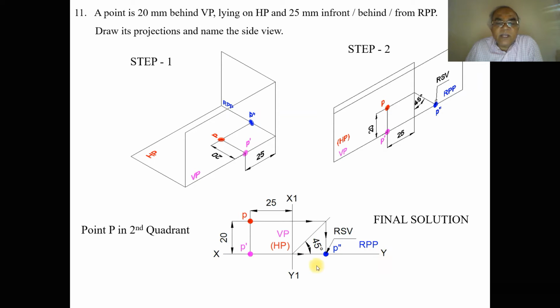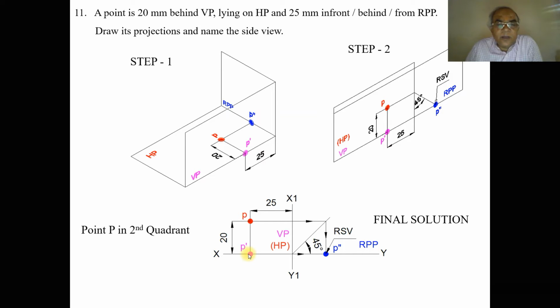So we draw the XY line and mark the X1Y1 line, and then write VP, HP and RPP. Then the distance with respect to the profile plane, which is 25 mm behind RPP, is seen in both VP and HP. So from the X1Y1 line, you measure the distance of 25 mm and draw a vertical line. And again from the XY line, you measure 20 mm and mark this point, where you get the top view, which is behind VP. P dash will be on the XY line because it is on HP.